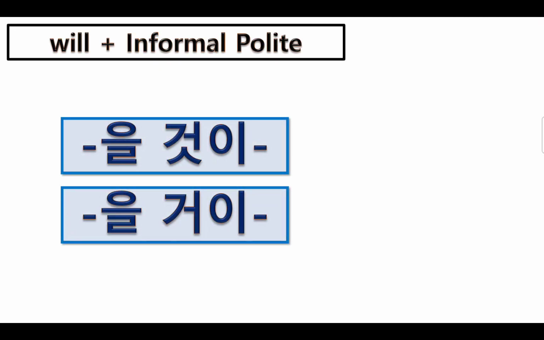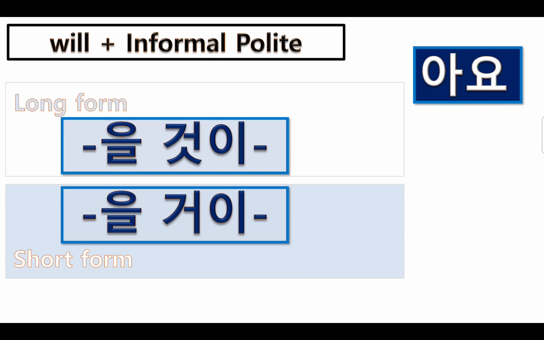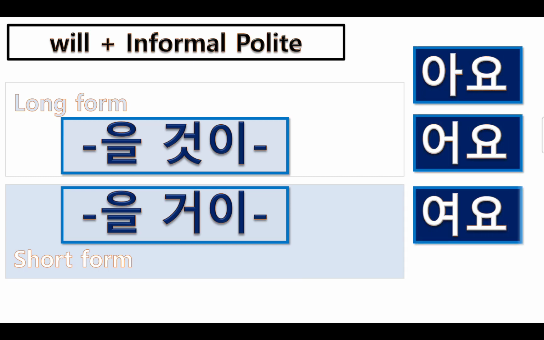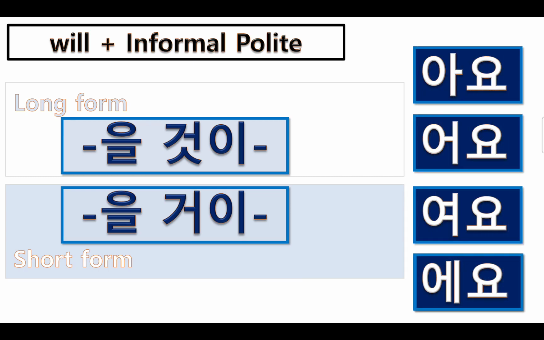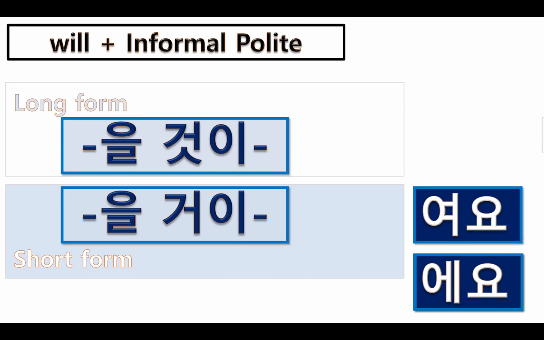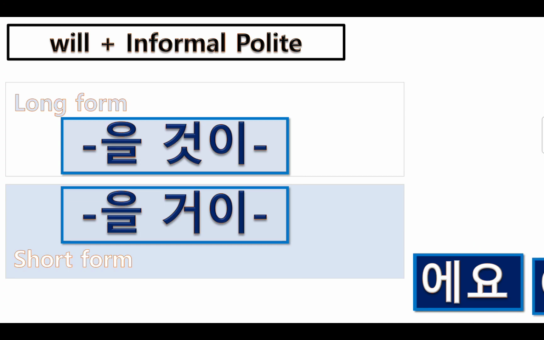And will plus informal polite. For informal polite, we have four forms, for both long form and short form: 아요, 어요, 여요, and 에요. Here, as I said, 이 is the verb be, so bright vowel or dark vowel doesn't matter here. And 여요 is for 하다 verbs. 을 것이 is not a 하다 verb, so we don't need to put 여요 there.